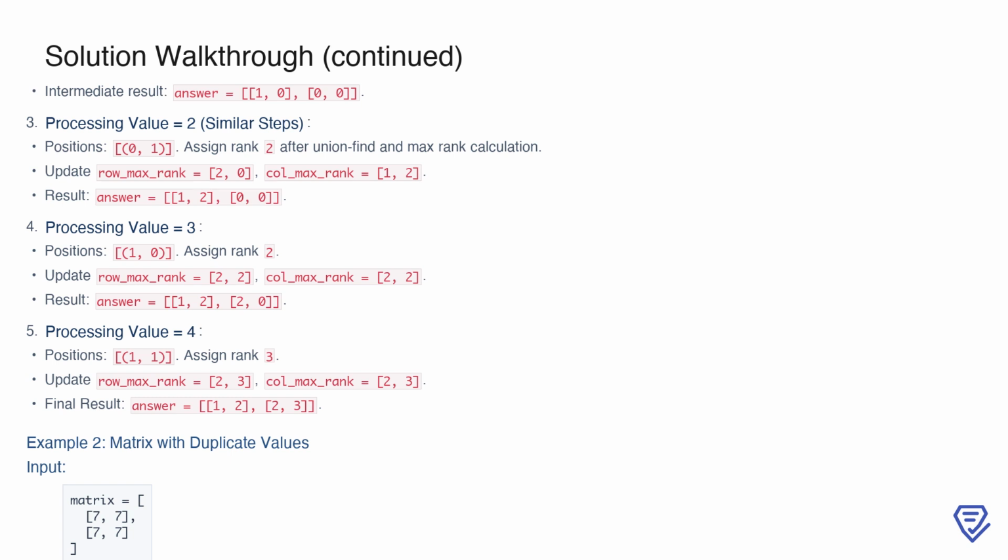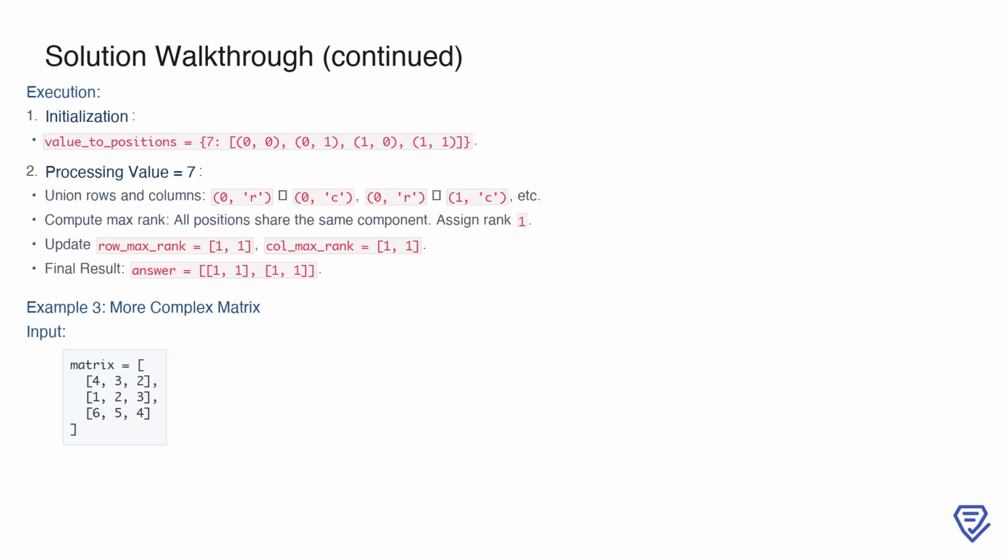Next, we process value 3, found at position (1, 0). After unioning the relevant row and column components and computing the maximum rank, the value 2 is assigned to this position. The row and column maximum ranks are updated to [2, 2] and [2, 2], respectively, and the matrix becomes [1, 2], [2, 0]. Finally, for value 4 at position (1, 1), the rank 3 is assigned, and the maximum ranks for rows and columns are updated to [2, 3] and [2, 3]. The final result for this example is [1, 2], [2, 3].